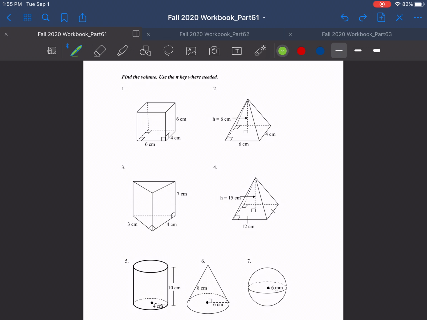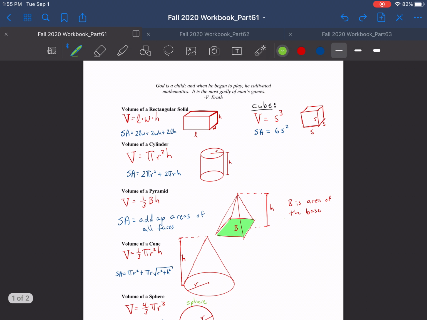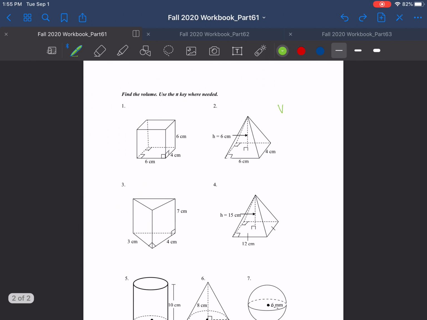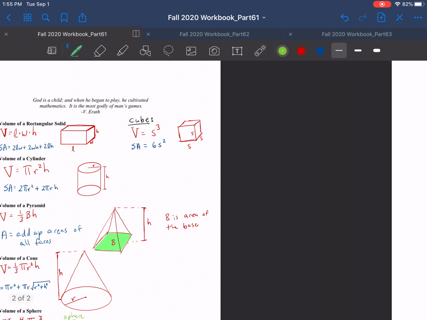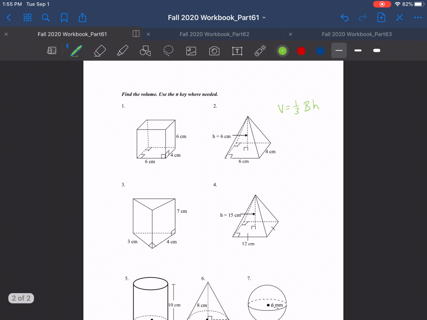So this is a pyramid. If you look back, you remember the volume of a pyramid was right here, and it's 1/3 the area of the base times the height. So if we come back over here, we say volume is 1/3 the area of the base times the height, right? Just like we saw right there. And then we start plugging this in. So this is 1/3. The area of the base is going to be 6 centimeters times 4 centimeters.